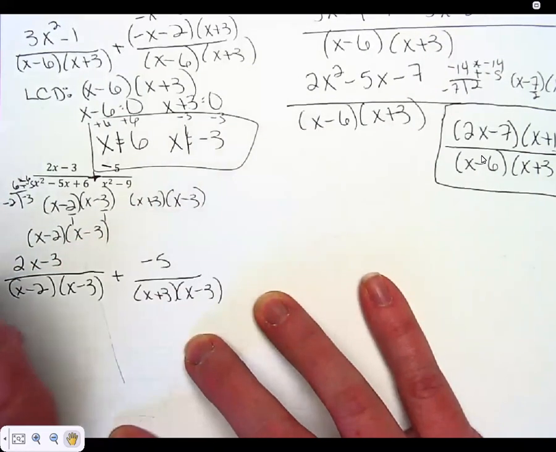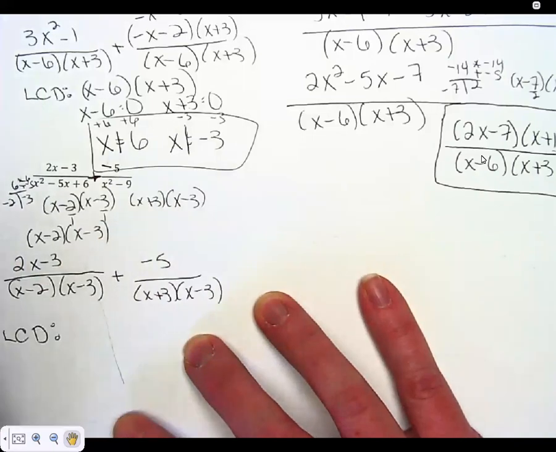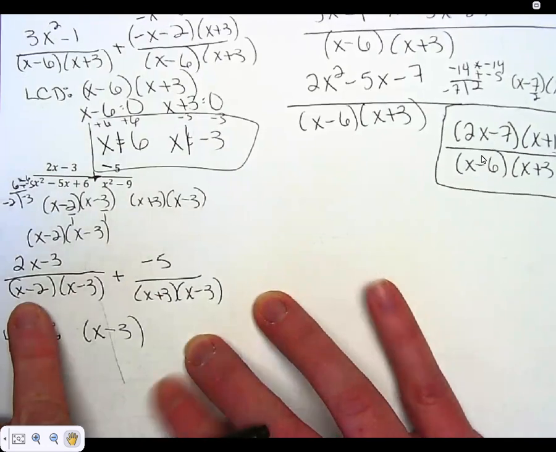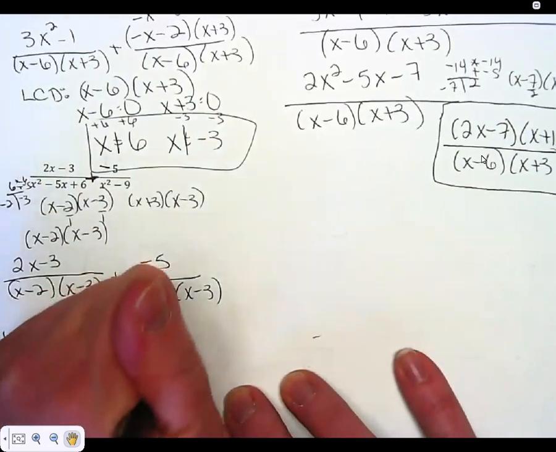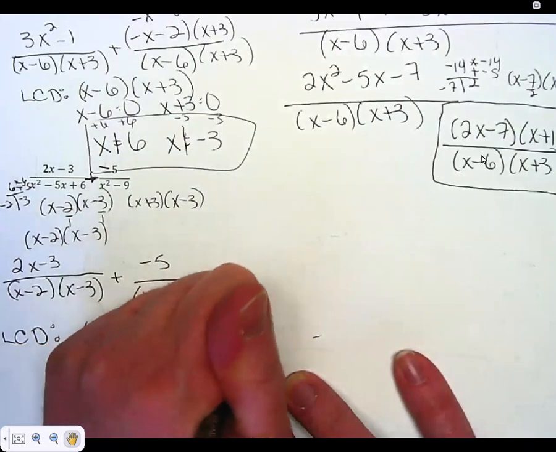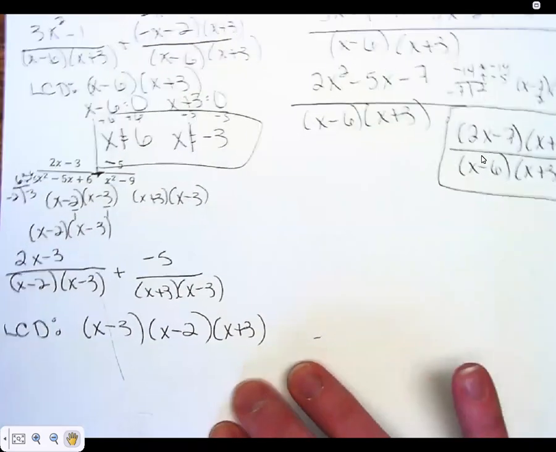So then you want to find your lowest common denominator. So they both have x minus 3. That's important. This one has an x minus 2. You need that one. This one also has an x plus 3. You need that one too. So that's a lot of parts, but that is okay.